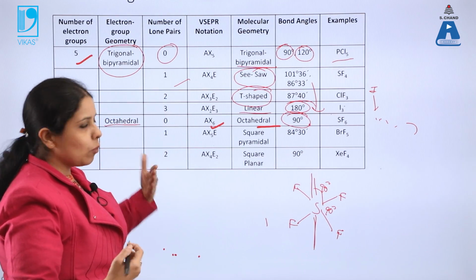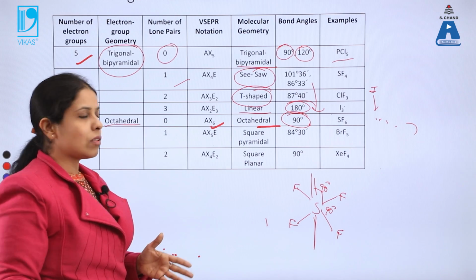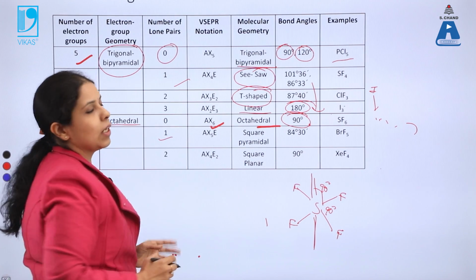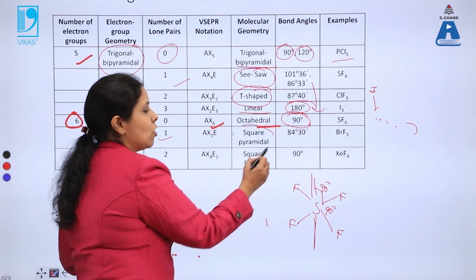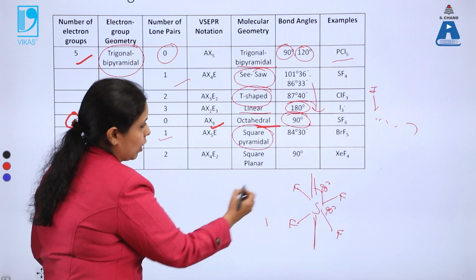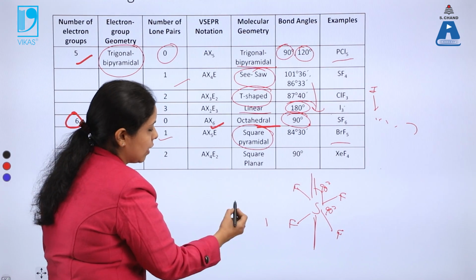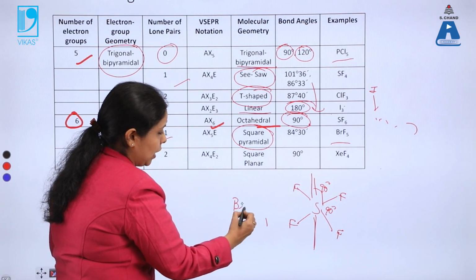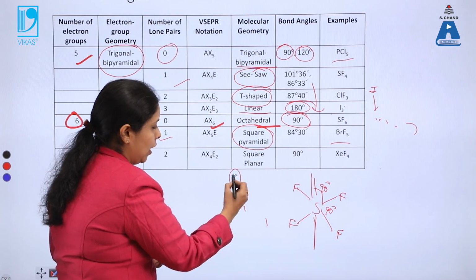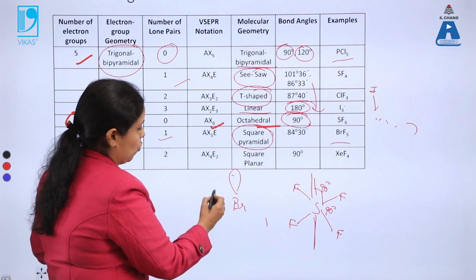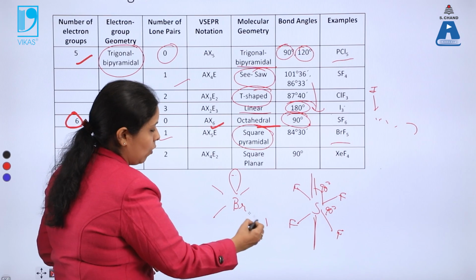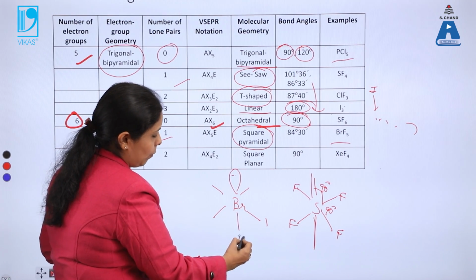But if we have the lone pairs, we have to consider their repulsions as well. So if one lone pair is there, then the geometry is square pyramidal. What happens? For example, if we consider the example of bromine, bromine is having one lone pair and 5 fluorines. So 4 fluorines would be in one plane and 1 is below the plane.